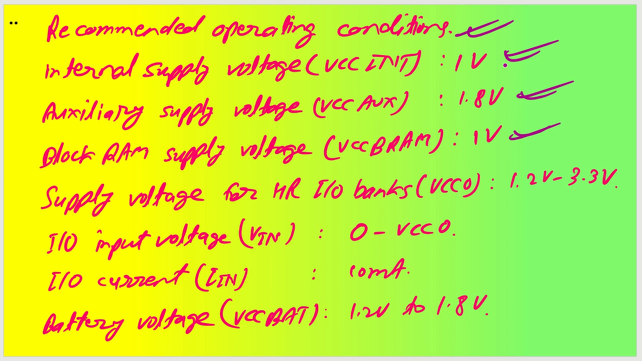Then the supply voltage for VCCO, that is your logic input, can go from 1.2 volt to 3.3 volt. Generally all the logic levels we have used right now are 3.3 volts, so we are not changing that. Then we have IO input voltage that is going to be 0 to VCCO for analog inputs. Then IO current output, it can give you up to 10 milliamperes of current. So if you're driving some load from one of the IOs of this particular IC, you have to make sure that you are not drawing more than 10 milliamperes of current. Then we have battery voltage that can be taken from 1.2 volt to 1.8 volt.